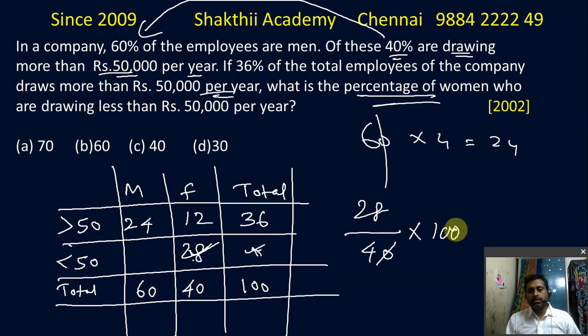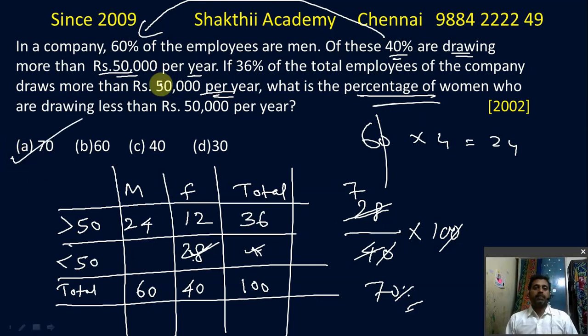You know very well, this 10 and 10 will get cancelled, and this 4 and 28 will go for 7 times. So 7 into 10 will be 70. So it's very clear, 70% of the female. 70% among the female. It is compared only among the female. 70% are getting salary less than 50,000 per year. So the answer for the given question is 70. That's it. It's very simple to answer. So when you put a table, you will get a clear picture of what is given and what is asked, and you can very easily find out the answer.